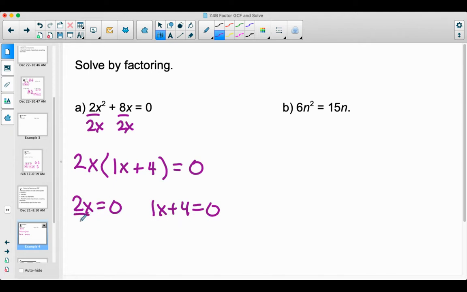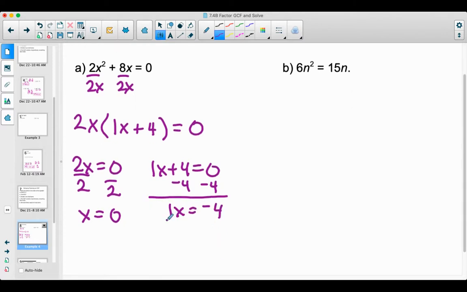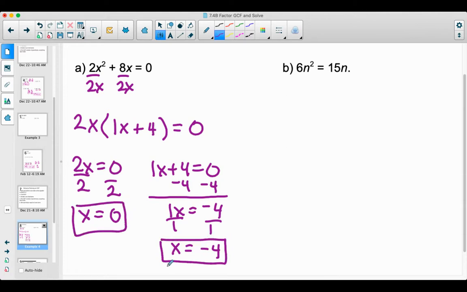To get x by itself, we would have to divide by 2 on both sides. But in this case, 0 divided by anything is 0, so x is 0. And then to get x by itself here, we're going to subtract 4 on both sides. And we have 1x equals negative 4. And then if you wanted to, you can divide by 1. You don't necessarily have to, but x equals negative 4. And so those are our two answers.